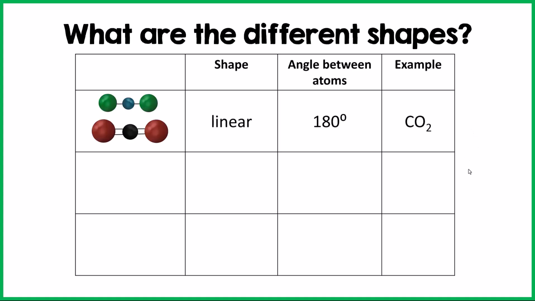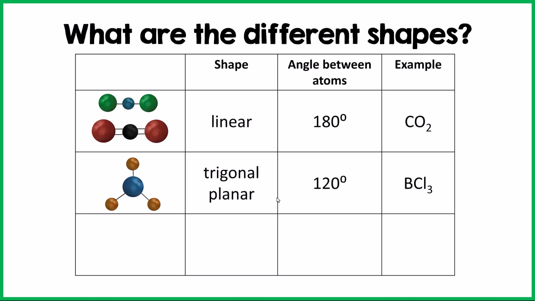So our first shape is linear. You can see here if we have 2 single bonds or 2 double bonds, we're going to have a linear shaped molecule. And the angle between the atoms is 180, or half of a circle, as you might imagine. An example of this is carbon dioxide. So carbon dioxide is going to be this molecule here, and it is a linear shape, so a straight molecule.